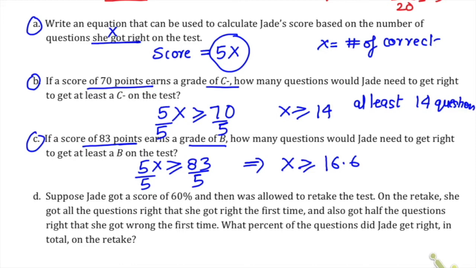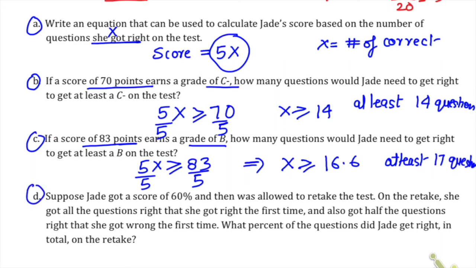So when we think about 16.66, it means she needs to get at least 17 questions correct, because if she gets 16 questions correct, she won't have 83%. It means at least 17 questions.